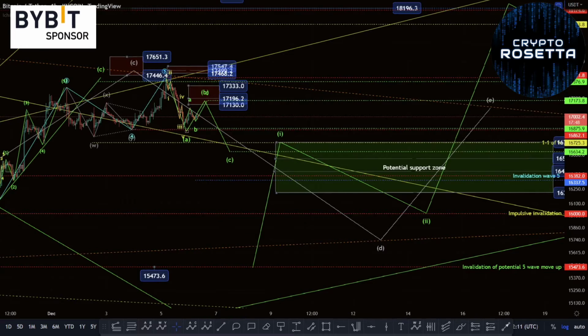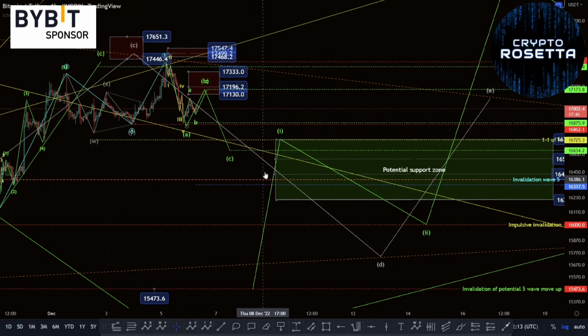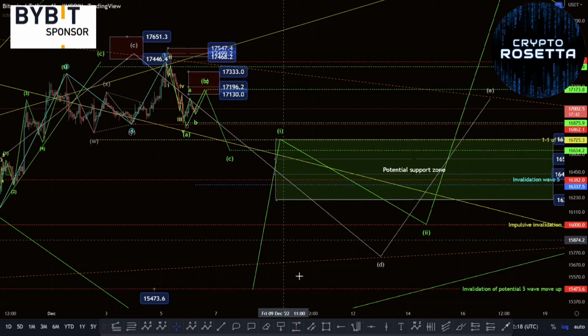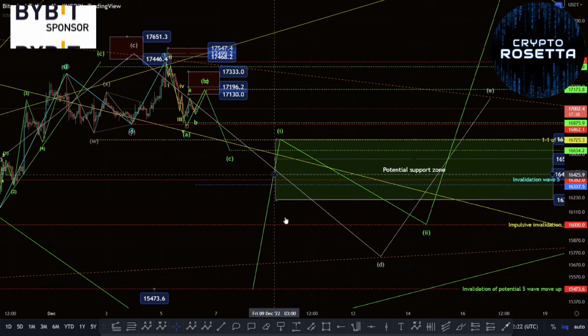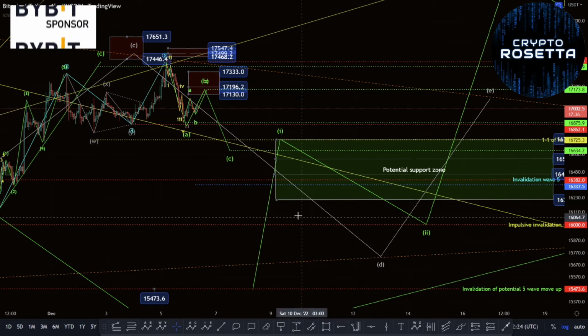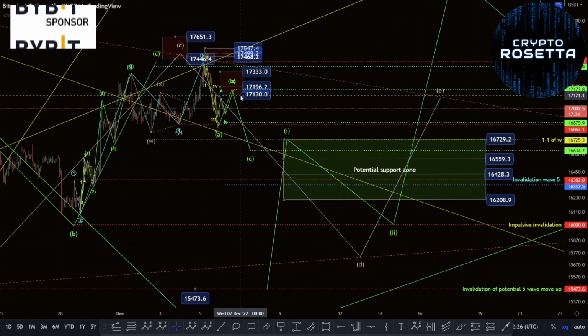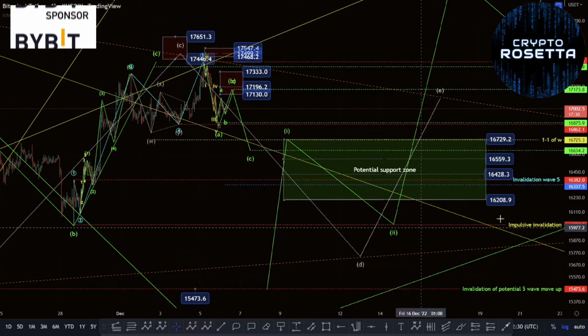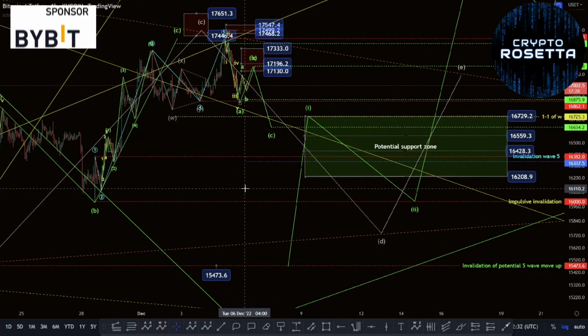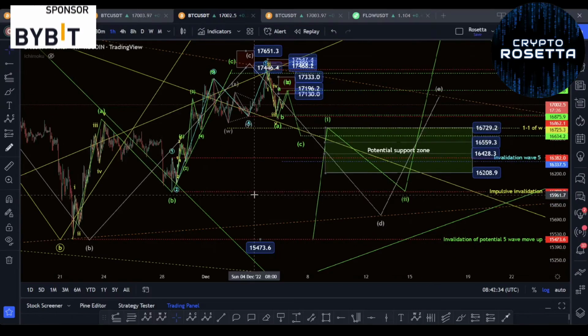Failing to do so would indicate that there is probably something else going on, and we're either going to start to drop off from this point, or we're going to form a zigzag and come down as a triangle, or basically this could just be an A wave. We move up in a B and we have to look to move down deeper. So that's what I'm looking at for this one.